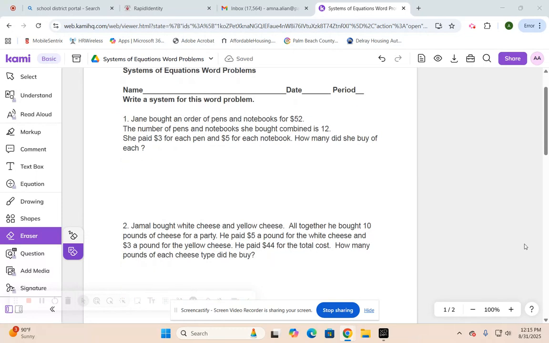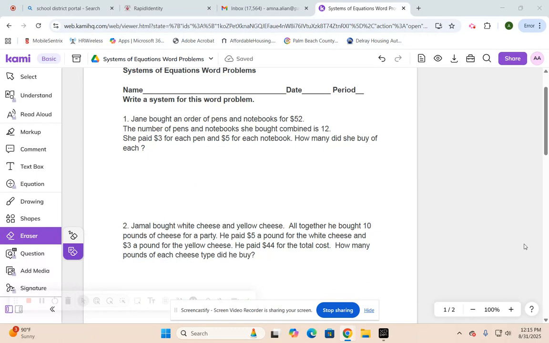Jane bought an order of pens and notebooks for $52. The number of pens and notebooks she bought combined is 12. She paid $3 for each pen and $5 for each notebook. How many did she buy of each? So the question is, how many pens and how many notebooks did she buy?